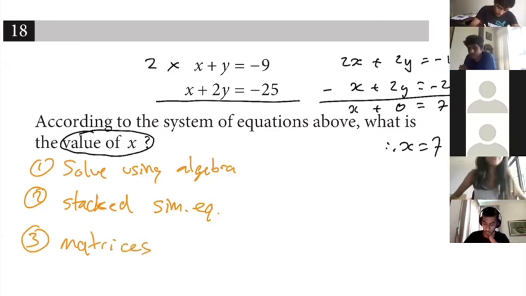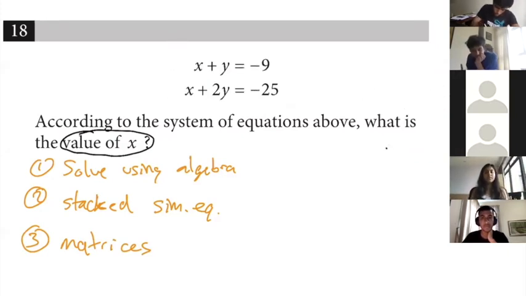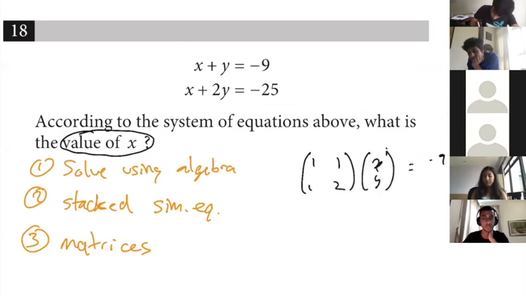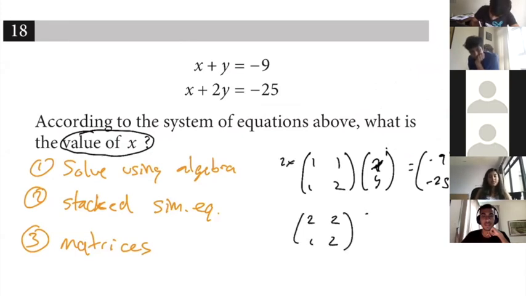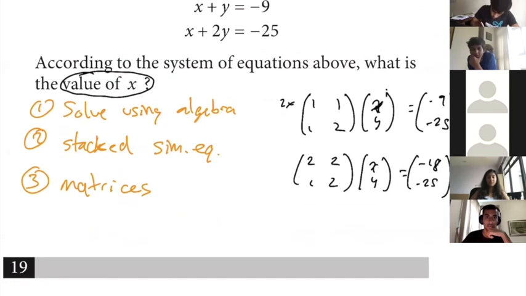So the way we do it in matrices is you work with all of the constants. So let's remove all this. Let's set up the matrix here. So you get 1, 1, 1, 2, times x, y, equals negative 9, negative 25. And it's basically the same thing we did in the stacked equation, except it's a different form. So here what we'll do is 2 times this one. So we get 2, 2, 1, 2, times x, y, equals negative 18, negative 25.